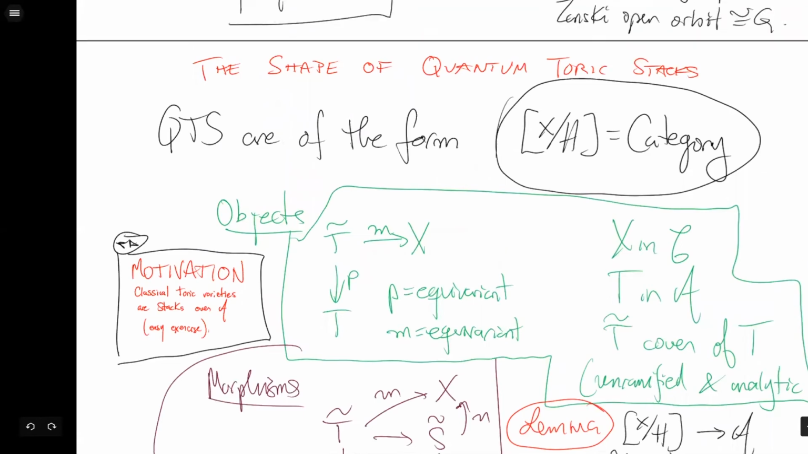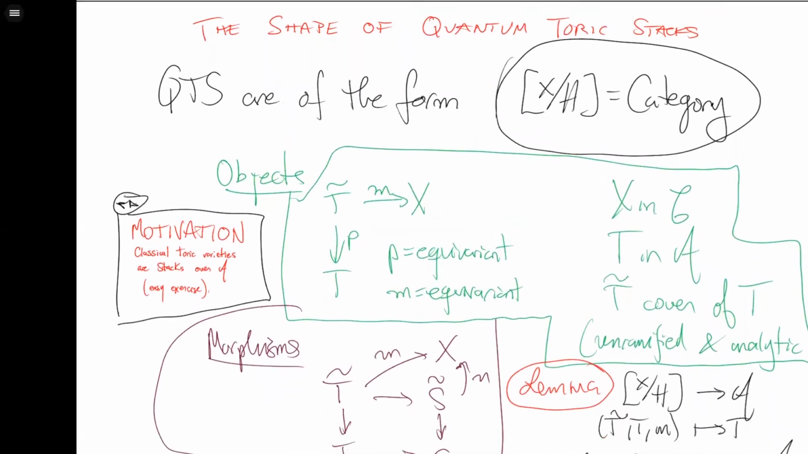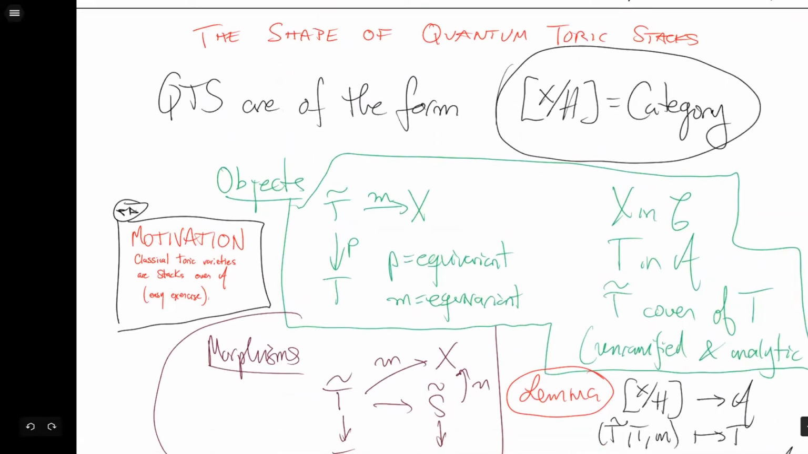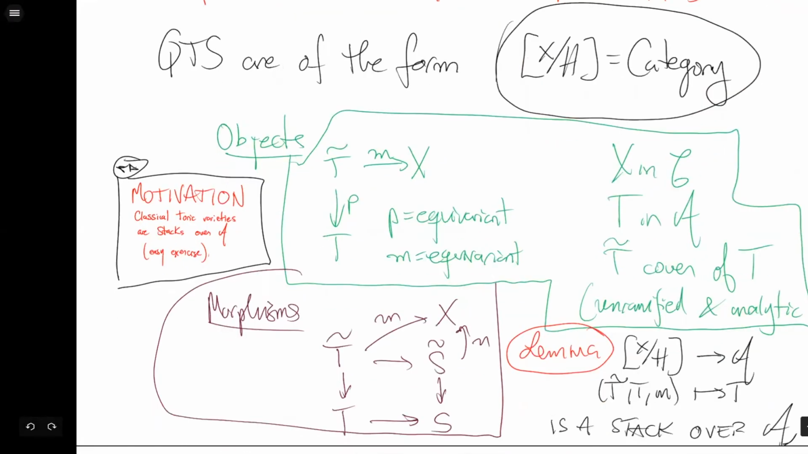Okay, so what is the structure, the basic formal structure of quantum toric stacks? Well, again, they are of the form X mod H, and they are categories fibered in groupoids over A. The objects are these covers of T, where T is an object in A. So I take an object in A, and it's a cover of T, an equivariant cover, unramified and analytic over T, and an equivariant map to X. Remember that X has an H action. So we need an equivariant map.